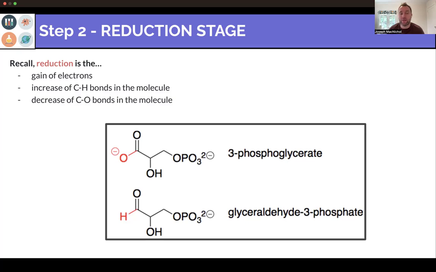But that's the top molecule. That is the not reduced version, that's the oxidized version. And then the one below it, the glyceraldehyde 3-phosphate, that now replaces that carbon-oxygen bond, which you see in the first molecule, with a carbon-hydrogen bond. That's what we're doing in this reduction stage.